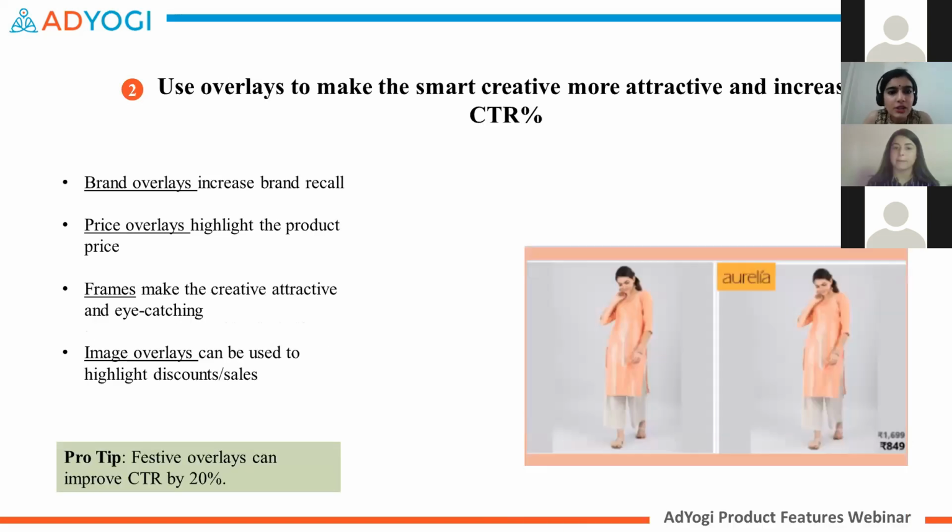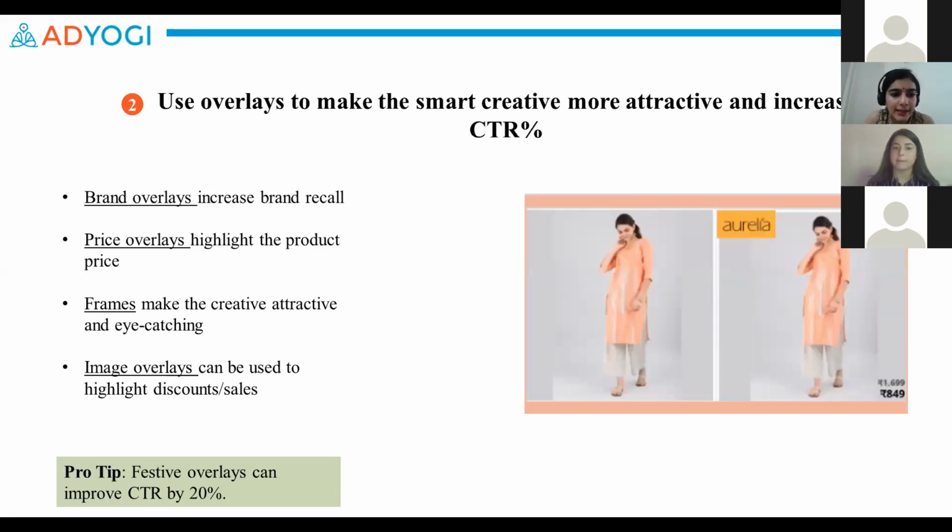The next feature we're going to talk about is the overlays. Overlays are something that we use on smart creatives to increase CTR. These are images or frames added over and above the plain catalog images to make them more attractive and to provide some more useful information to the user. For example, we have brand overlays, price overlays, frames, or image overlays.